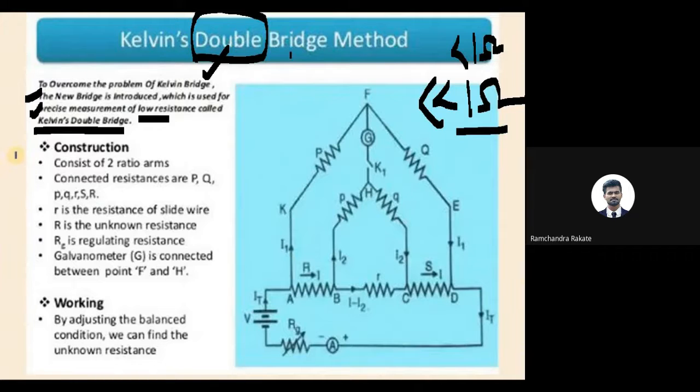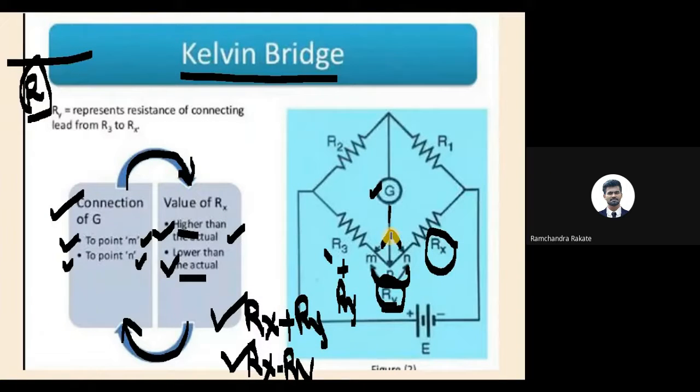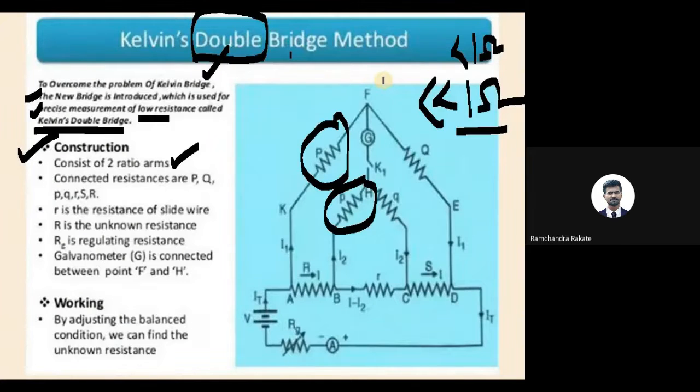Construction: it consists of 2 ratio arms. This is the first arm, this is the second arm. The connected resistances are capital P, capital Q, then small p, small q, and S, which is nothing but this added resistance. This resistance is your connecting lead resistance. Which are the connecting leads? This one: the point from the galvanometer to the M point and the point from the galvanometer to the N point. We are using certain conductors, and each conductor has certain resistance, so that is that particular resistance.